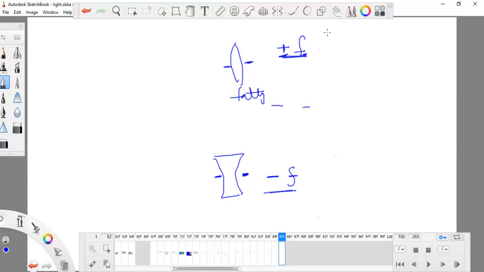If it is a fatty person, then you have to draw f, both sides plus f. And it is a less fatty person, that's why I have decreased the fat from here, and I have increased the fat here. So this is how you can remember. The focal length should be positive for this in both directions, and the focal length should be negative for this in this direction.